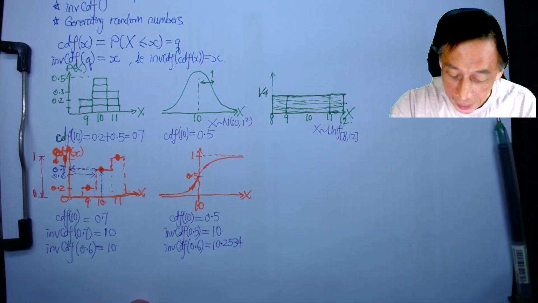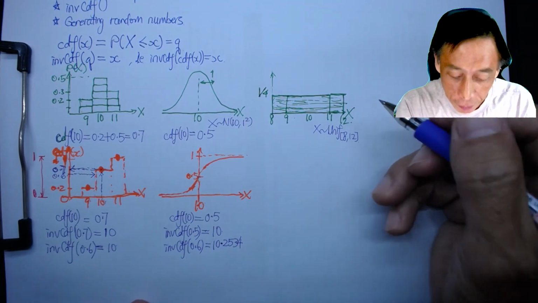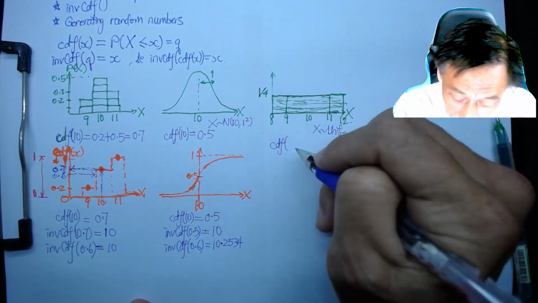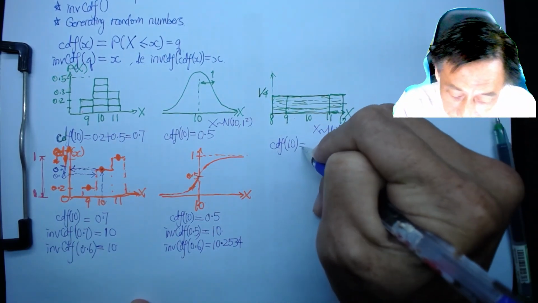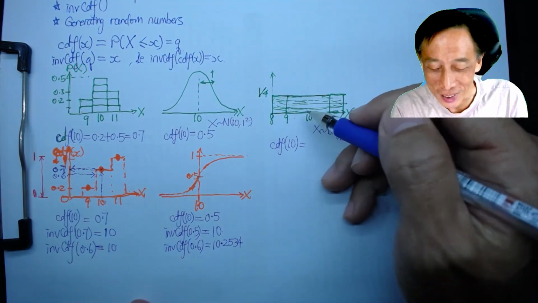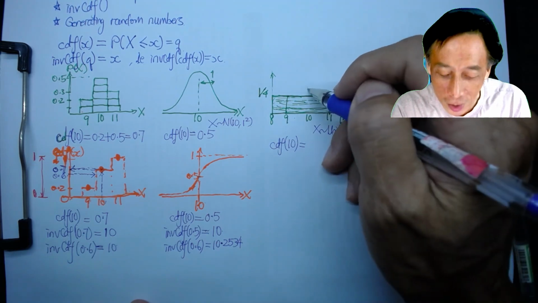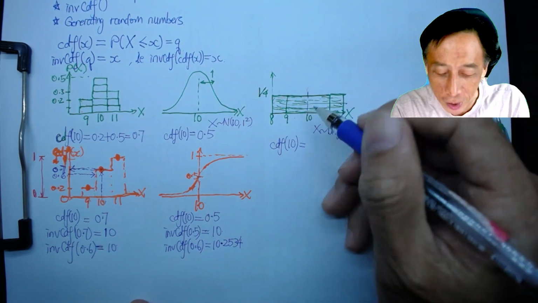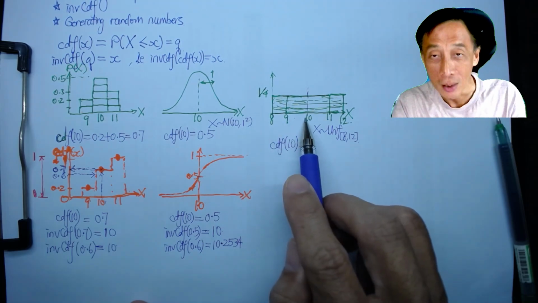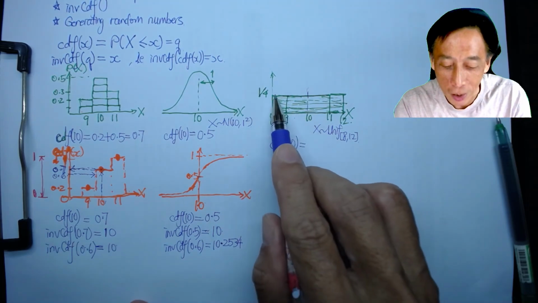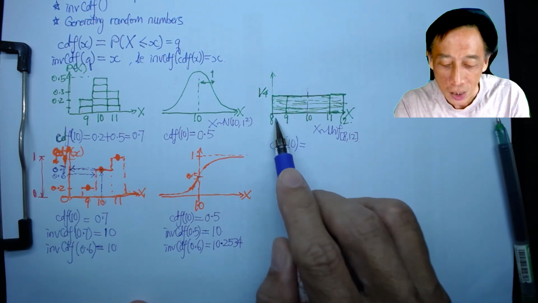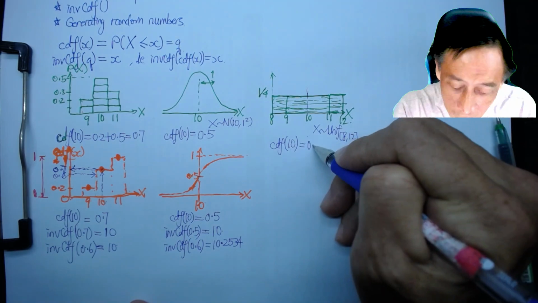Now, we ask what is the CDF? What is the CDF of 10? Not surprisingly, it's also in the middle, so it is 0.5, right? But another way to find out is we find the area of the rectangle, which is to integrate 1/4 from 8 to 10. But integrate 1/4 means find the area under the horizontal line 1/4, which is 1/4 height times 2. So that's 0.5 again.